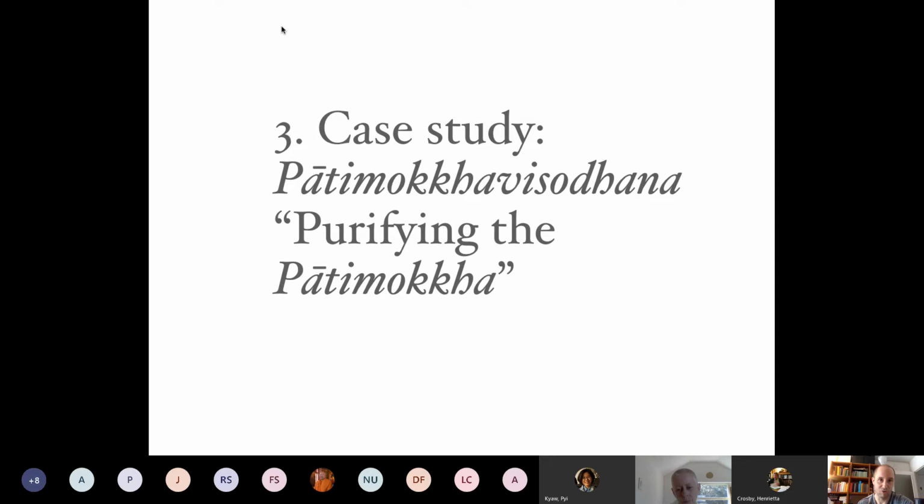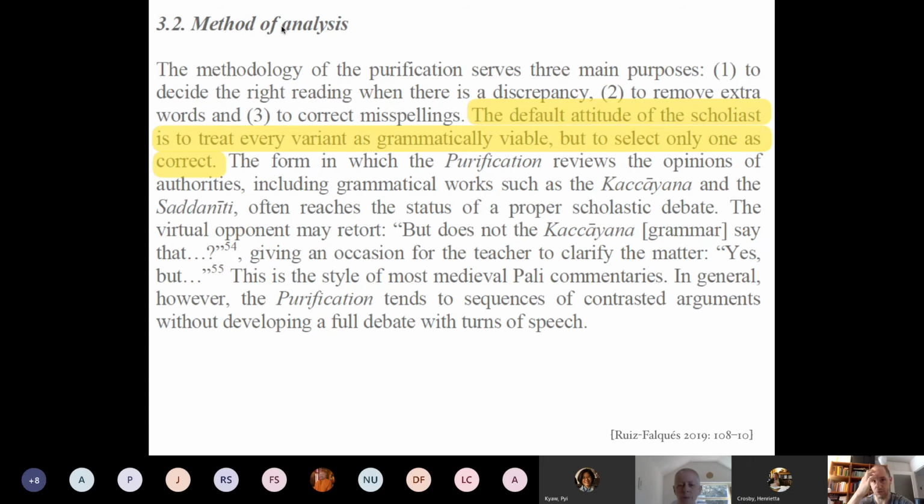Yes, but no also. No, because the reason that the author of the Patimokkha Visodhana is using these grammatical discussions is because the intention seems to be to purify the text and remove all the errors so that the recitation of the Patimokkha will be correct. And that's a very important aspect of the Patimokkha itself. The Patimokkha is a text that is recited every fortnight. So reciting it well is very important. And to recite it well, the text has to be corrected and edited and purged of all mistakes. So this is the context. And I'm going to simply highlight a few sentences from point 3.2 about the method of analysis.